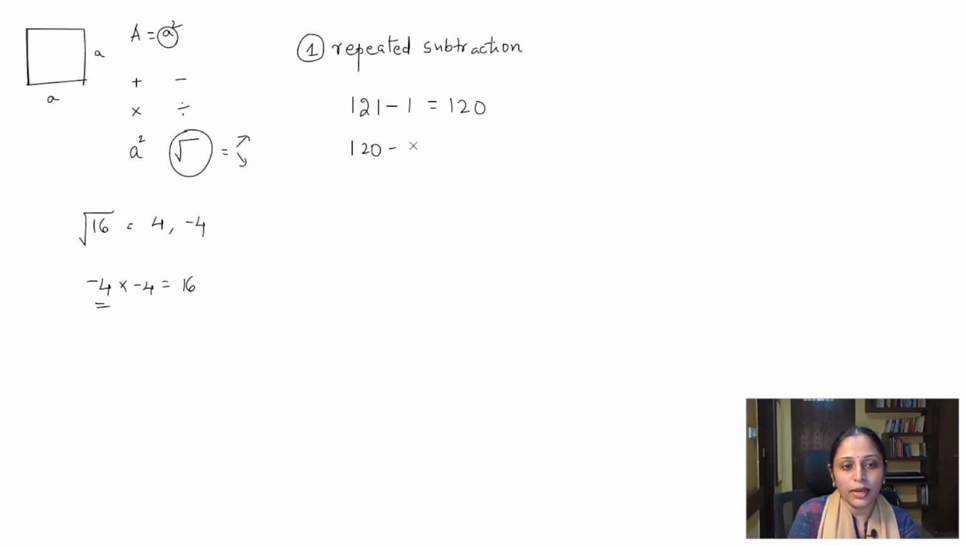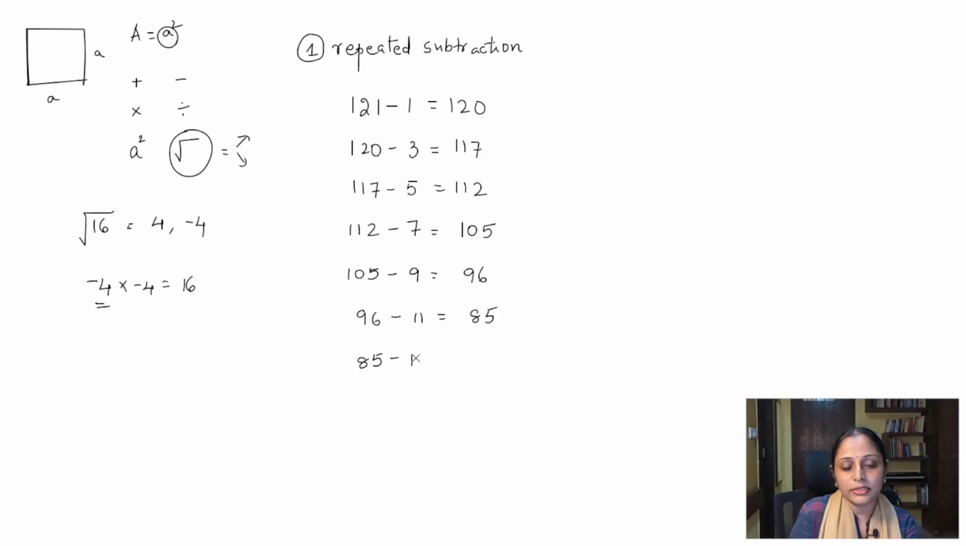Now 120 minus 3 is going to give me 117. 117 minus 5 is going to give me 112. 112 minus 7 is going to give me 105. 105 minus 9 is going to give me 96. 96 minus 11 is going to give me 85. 85 minus 13 is going to give me 72. 72 minus 15 is going to give me 57.